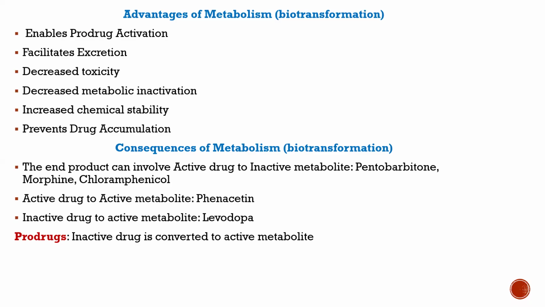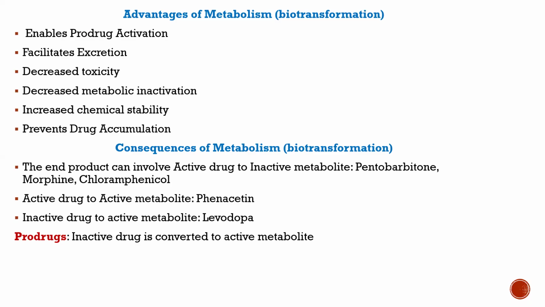Or what are the things that can result from metabolism? The end product can involve active drugs to inactive metabolites, right? That's the normal range, supposed to go from active drugs to inactive metabolites. For example, morphine, chloramphenicol. Metabolism can also lead to active drug to active metabolites.